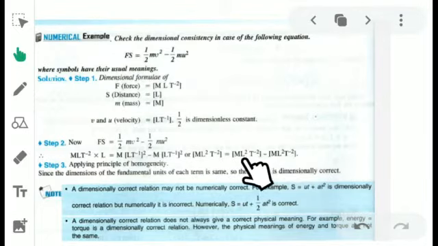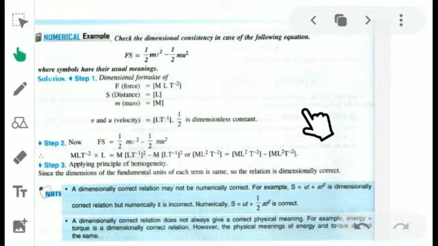Don't think that ML square T minus 2 minus ML square T minus 2 is equal to 0. We are here seeing the dimension, not the numerical value. This is dimensionally correct, but it may not be numerically correct. So don't go after the numerical way. We are only seeing that the dimension of the entire equation is the same. That only.